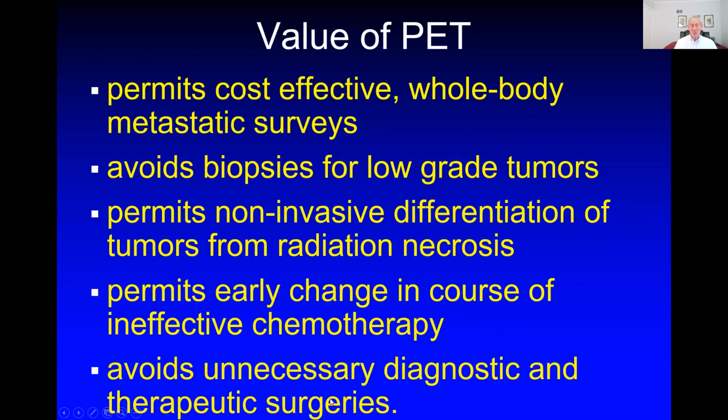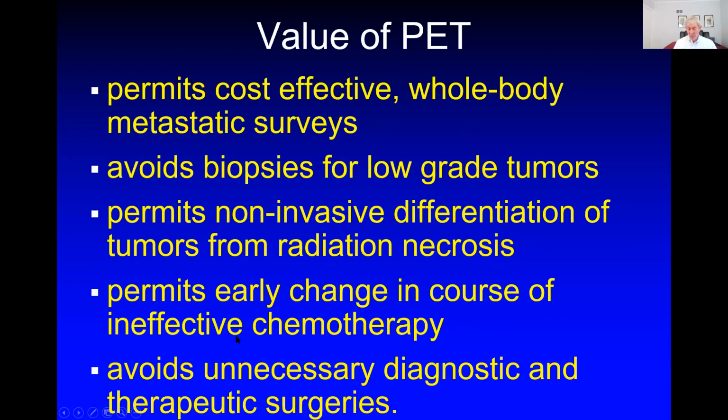You know, the physician working up a patient says, this guy has one tumor. Maybe we're going to go in and cut it out, but let's do a PET scan. And then he finds 12 tumors, takes them off the OR schedule. That just saved Medicare or some insurance company many tens of thousands of dollars. So it's cost effective. We can do a whole body survey. It can avoid biopsies. It can help to differentiate between a malignant tumor and radiation necrosis, because the necrosis would give you a negative uptake and the tumor would be positive.